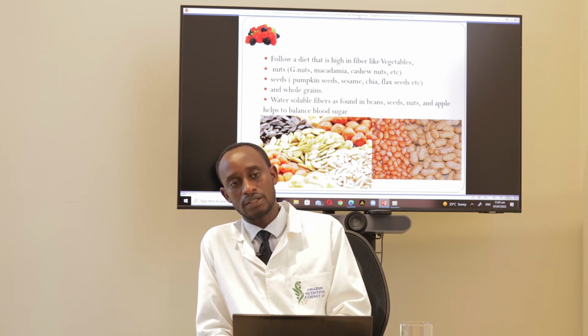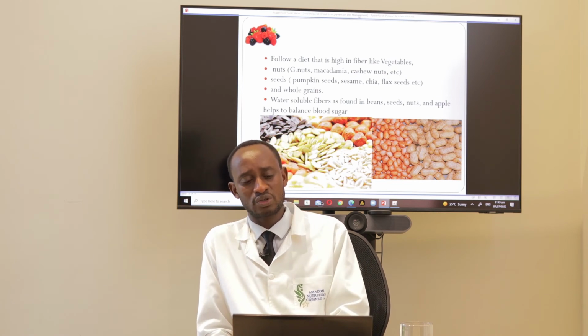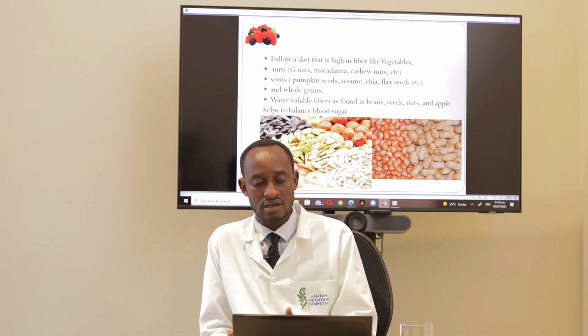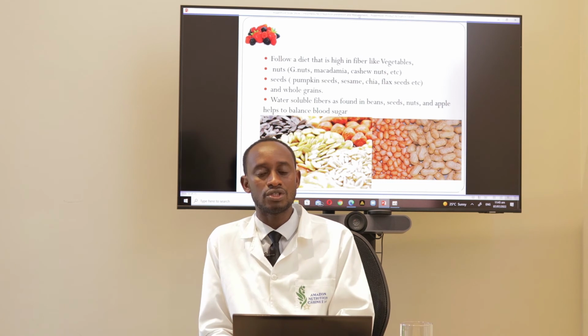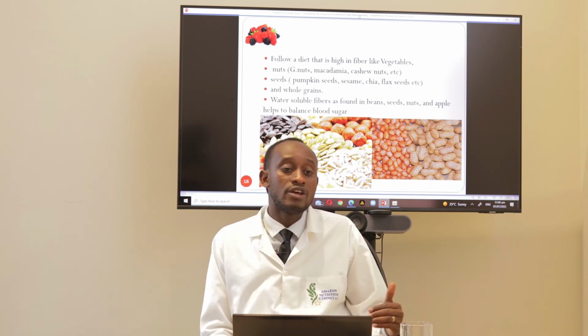It is to increase the time the absorption of simple sugars takes into the bloodstream. So also nuts. Nuts are a good source of proteins. They are groundnuts, macadamia, cashew nuts, and so on. We also have seeds like pumpkin seeds. It is a habit in our community that whenever they have pumpkin, they throw away the seeds.